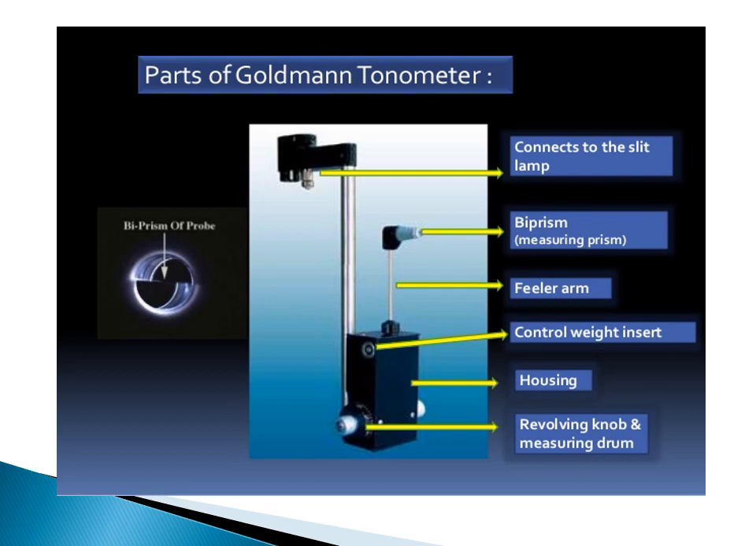The image shows the parts of the Goldmann applanation tonometer. It has a biprism, feather arm, revolving knob and measuring drum.